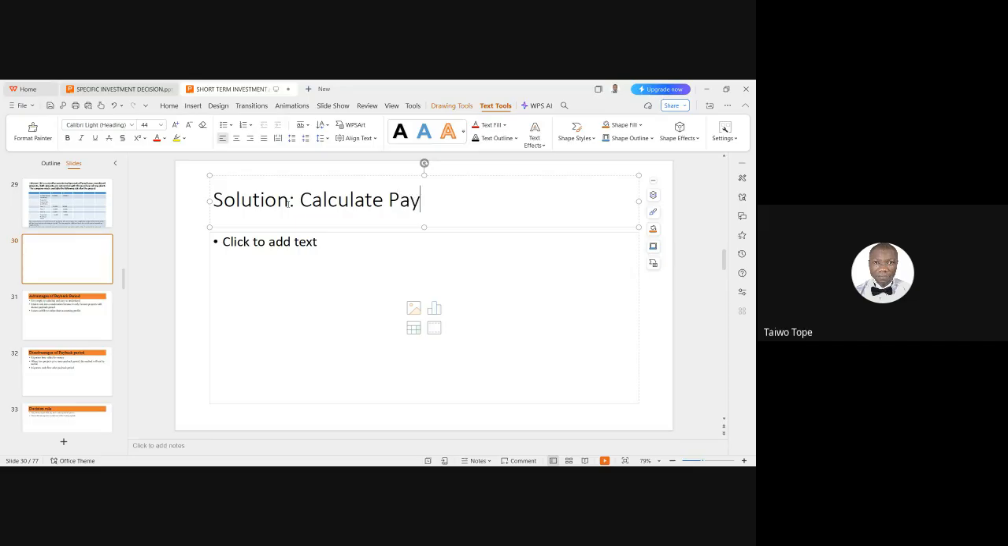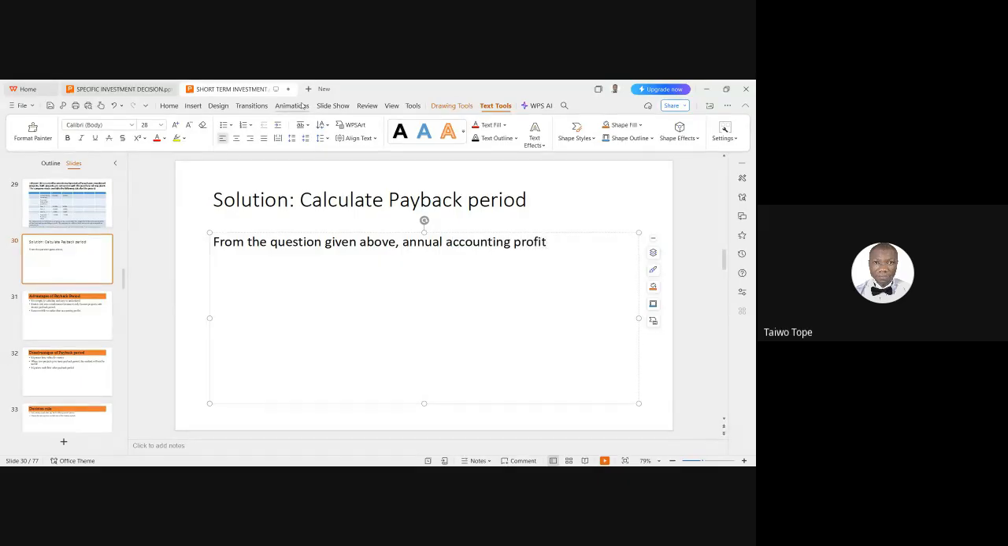Calculate payback period. Payback period. What are we going to do? Let me write this story so that I'll not get much question. From the question given above, annual accounting profits or loss we are given.